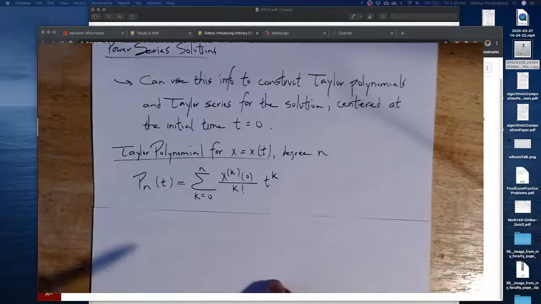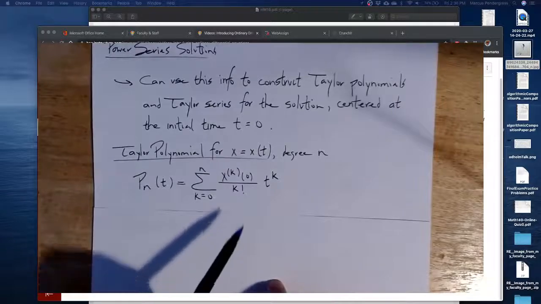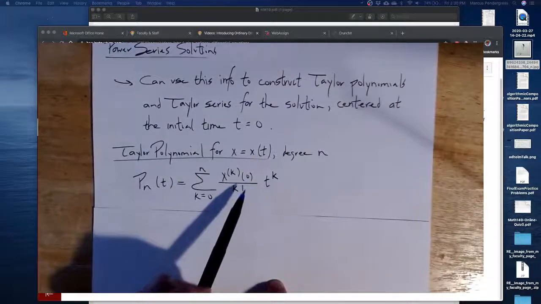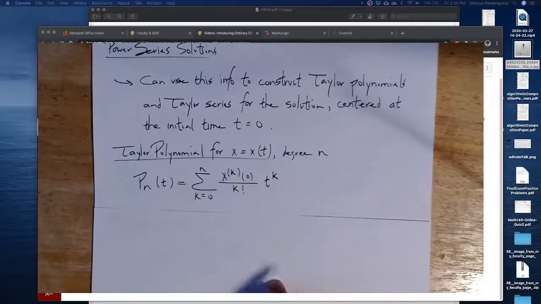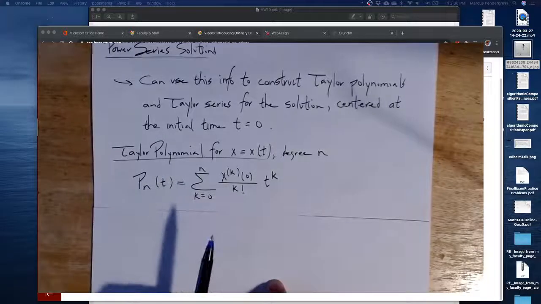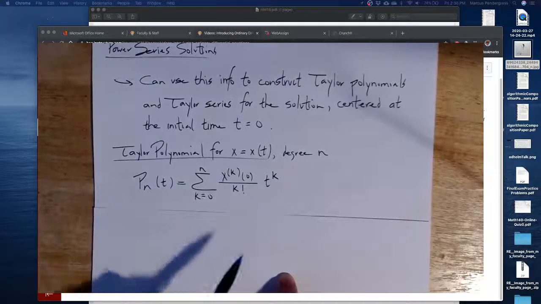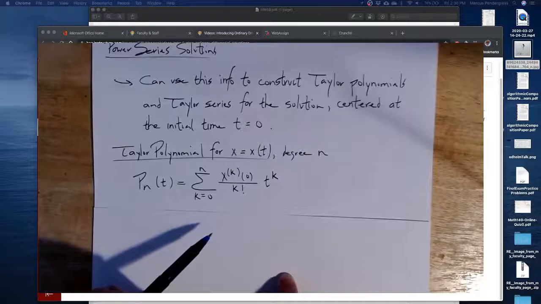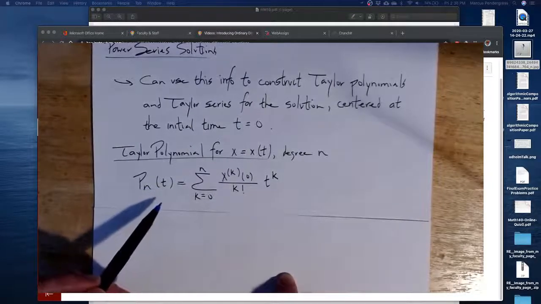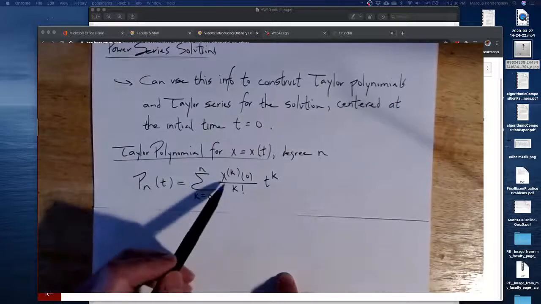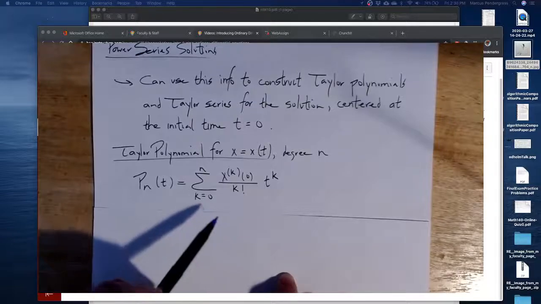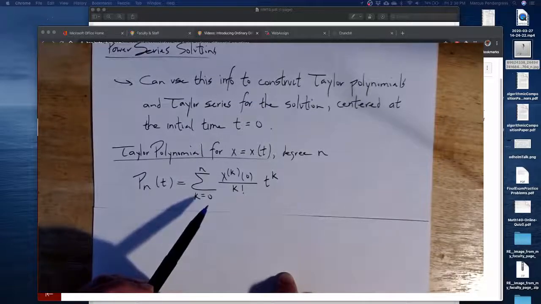So here, since our initial condition is that t equals 0, we're going to form the Taylor series or the Taylor polynomials centered at 0. So this is just the general form for a Taylor polynomial. It may look a little different because usually, I think before, our variable was x and our function was f. Now my function is x and my variable is t. But it's the same formula, just using different variables.